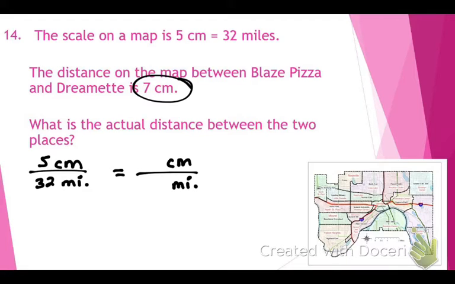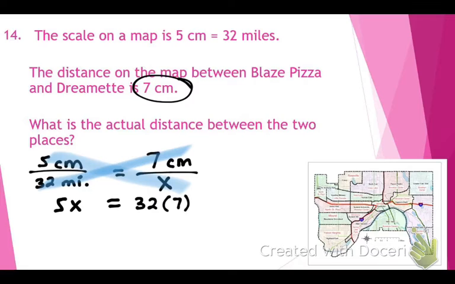On the top. Okay, centimeters per, and now it's asking us what's the actual distance between the 2 places. This is going to be found in miles. Since we don't know how many miles yet, I'm going to put it as an X. Does this look familiar? Yes. Okay, so you can do cross multiplication if you wanted to. 5x, so 5 times x, equals, and then you've got to multiply those 2 together. Guys, what is 32 times 7? 224? Yeah. Okay, equals 5x.